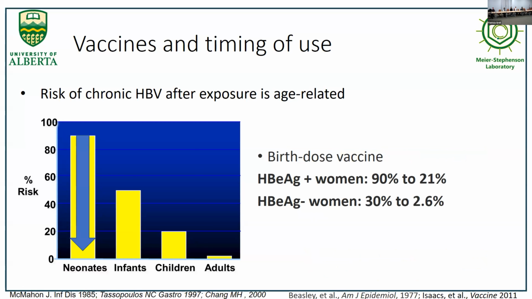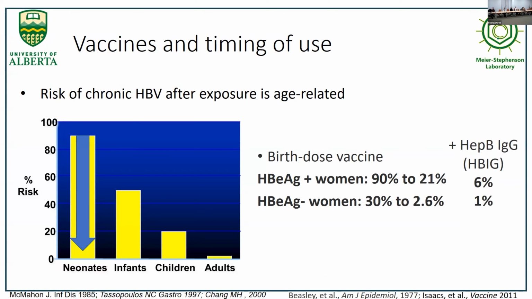If you have lots of replicating virus, you go from a risk of transmission to your baby from 90% down to 21%. That's impressive. Even from having such high levels, if you are E antigen negative, so lower levels, 30% down to 2.6%. So just that one intervention alone, birth dose, has an immense impact.